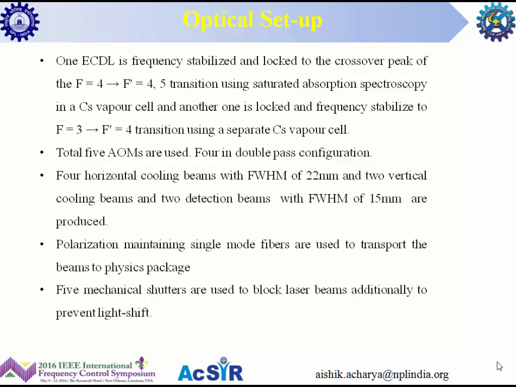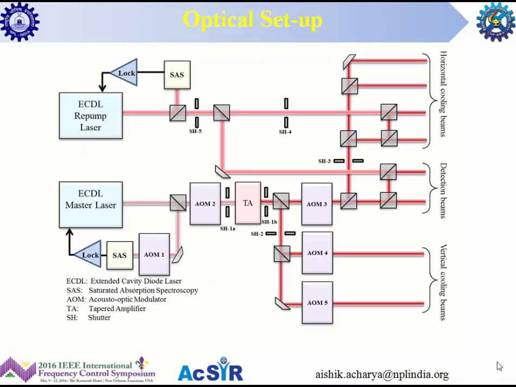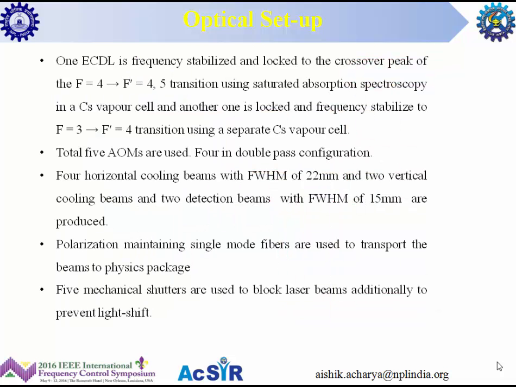We have 5 AMs, among them 4 are in double pass configuration, and the FWHM of our beams is about 22 mm for the 2 verticals, and the detection beams are 15 mm FWHM. We transport the light to the physics package via polarization maintaining fiber. Additionally, we have used 5 mechanical shutters to block the laser light to prevent light shifts.